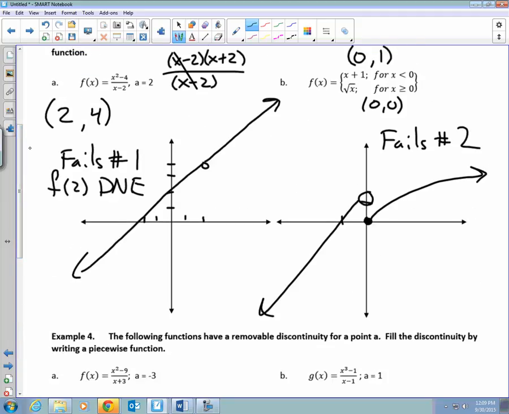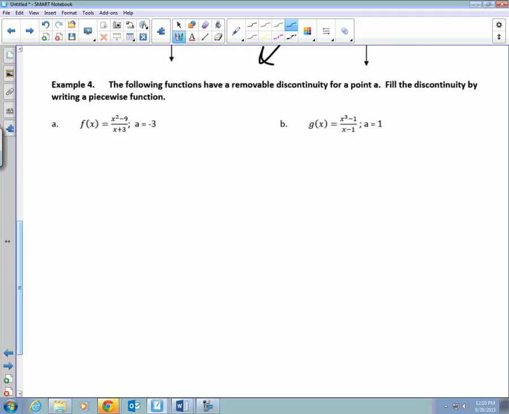Here's what we're going to do. This has a removable discontinuity. A removable discontinuity is where you can see that hole, and it's like the function wants to cover that spot, but it doesn't because of this piece right here that we canceled off. So we already filled the discontinuity by showing that it had a value of 4 at that spot. So we're going to do the same thing down here. Would everybody agree this is discontinuous at -3? So our piecewise function will look like this.